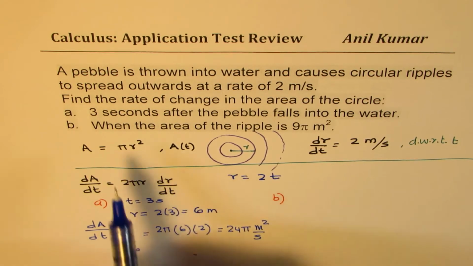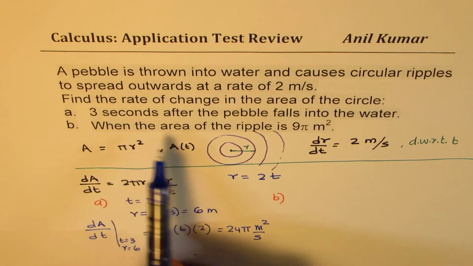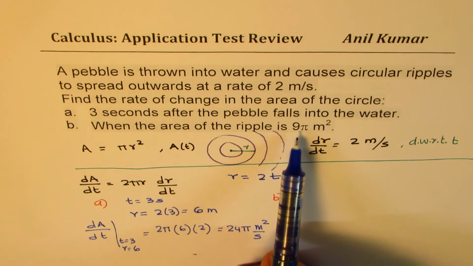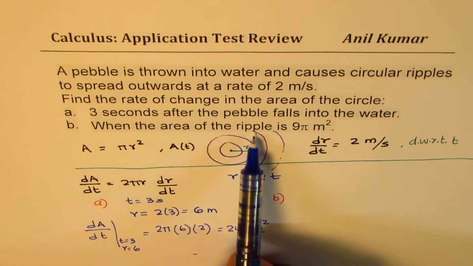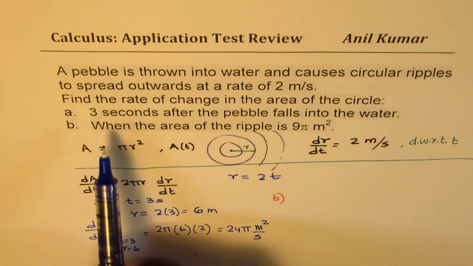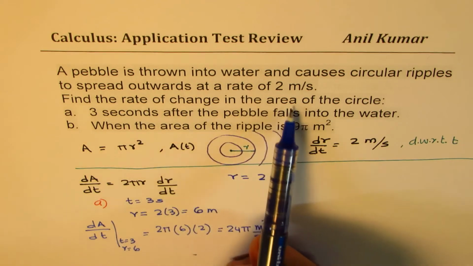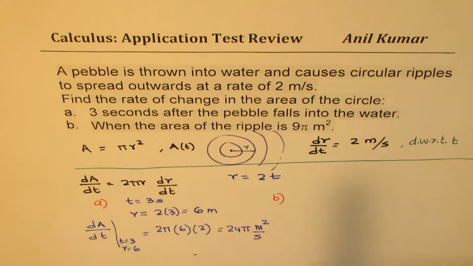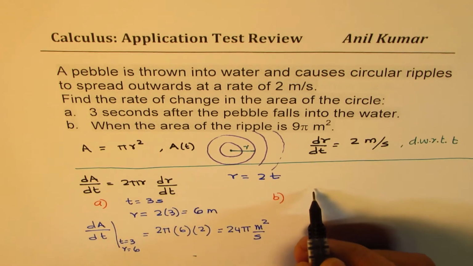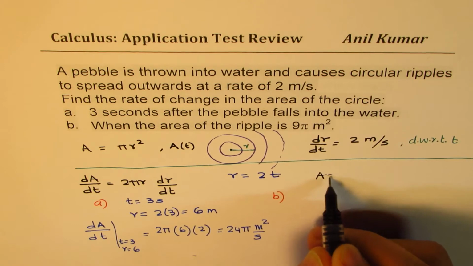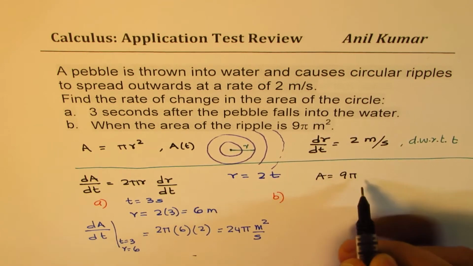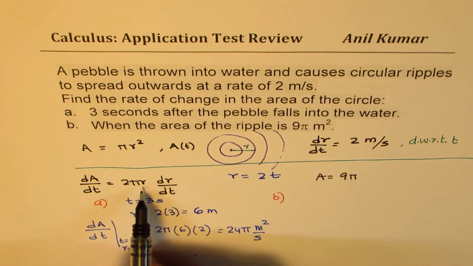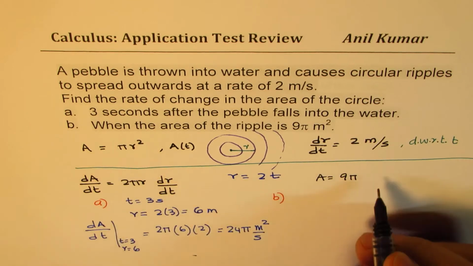Now in part B, the question is, when the area of the ripple is 9 pi meter square, we have to find the rate of change in area of the circle. So in this particular case, we are now given area. So we say if area equals 9 pi, what is the radius? So the formula is pi r square.